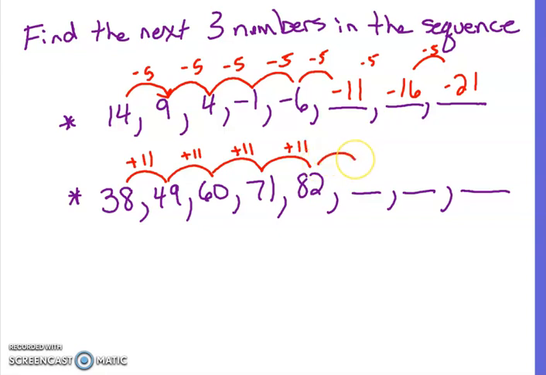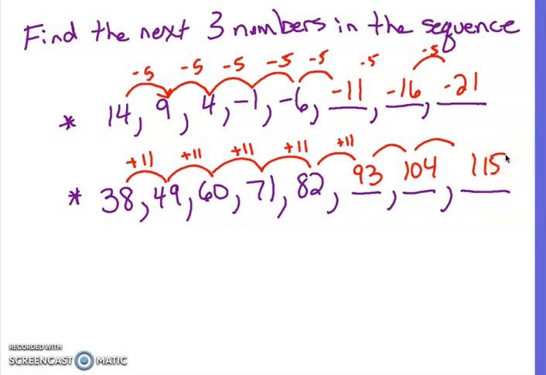So let's continue the pattern then. I'm adding 11, so my next number would be 93. And then I'm going to add 11 more. That would be 104. And then I'm going to be adding 11 more, and that's 115.